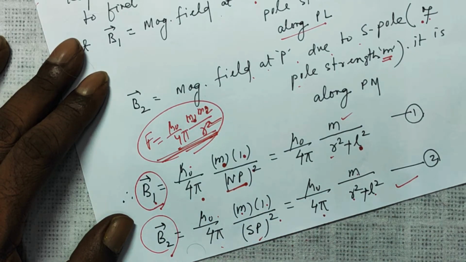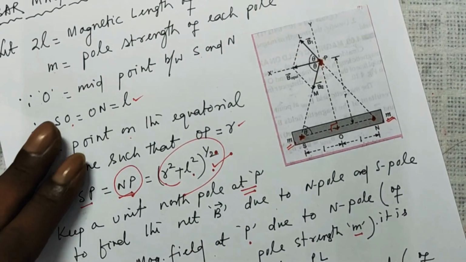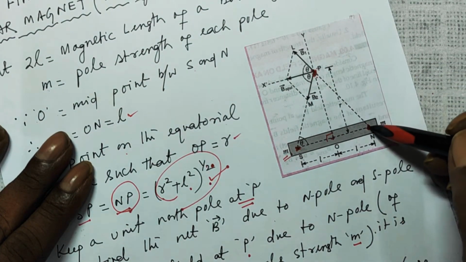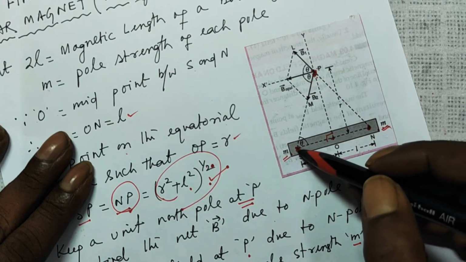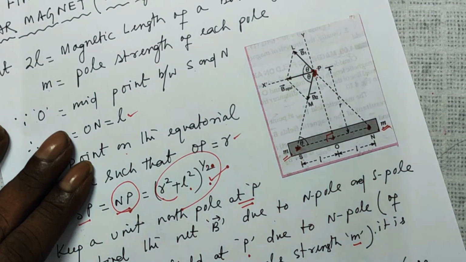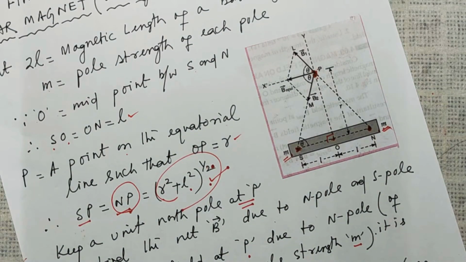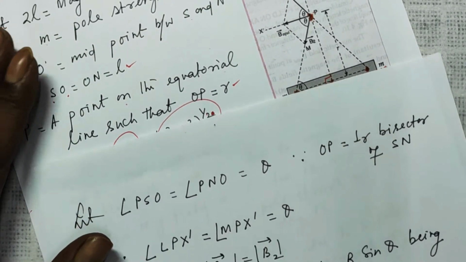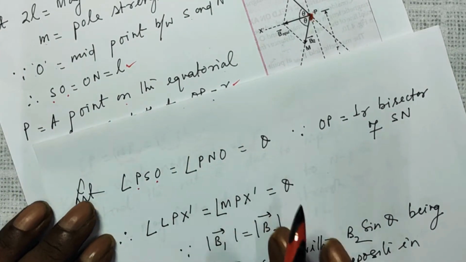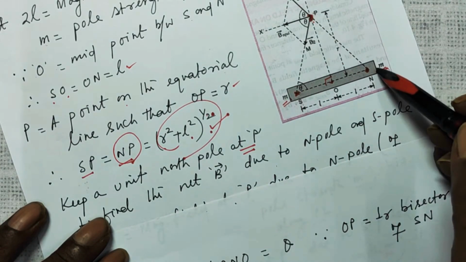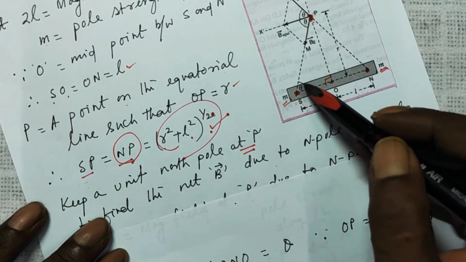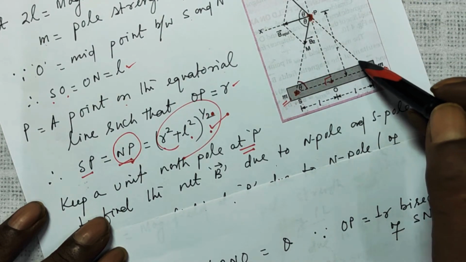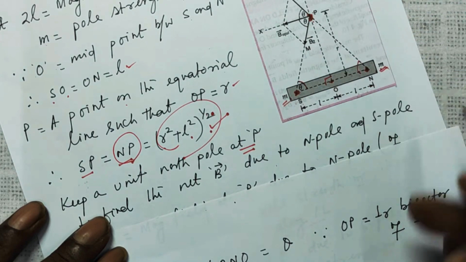So these are the two magnetic fields, one due to the north pole here and one due to the south pole here. Due to the north pole it is along PL, due to the south pole it is along PM. Now it is interesting. Now a little geometry, then it is very simple. Let angle PSO, this angle, be theta, and angle PNO will also be theta because this y-axis is the perpendicular direction.